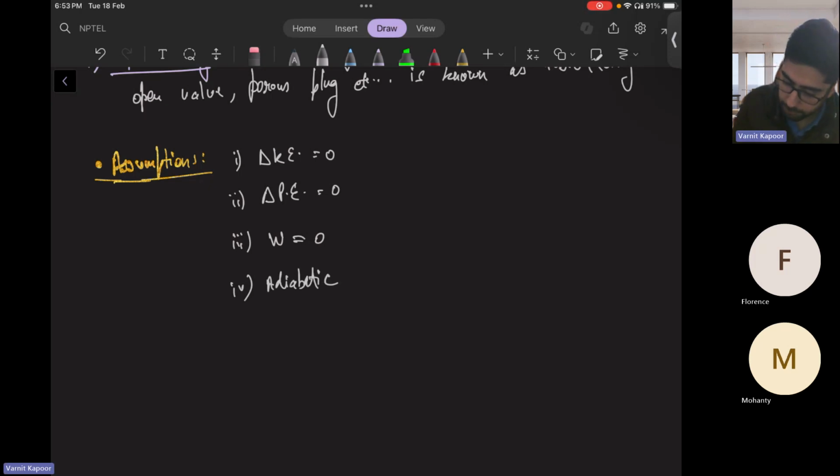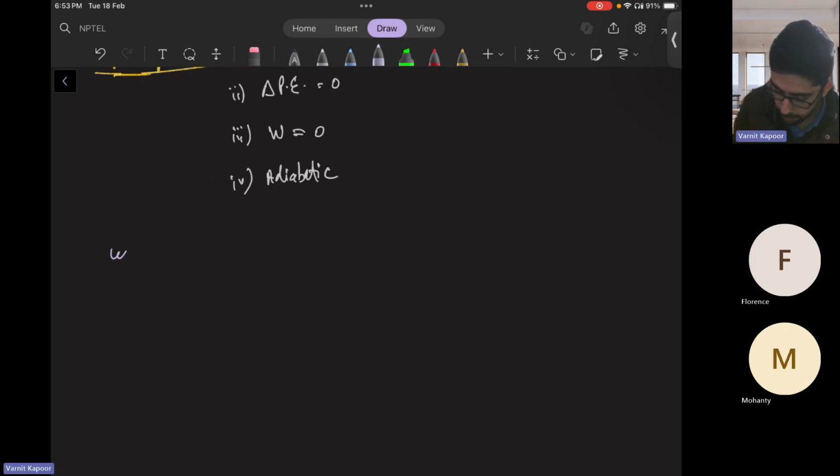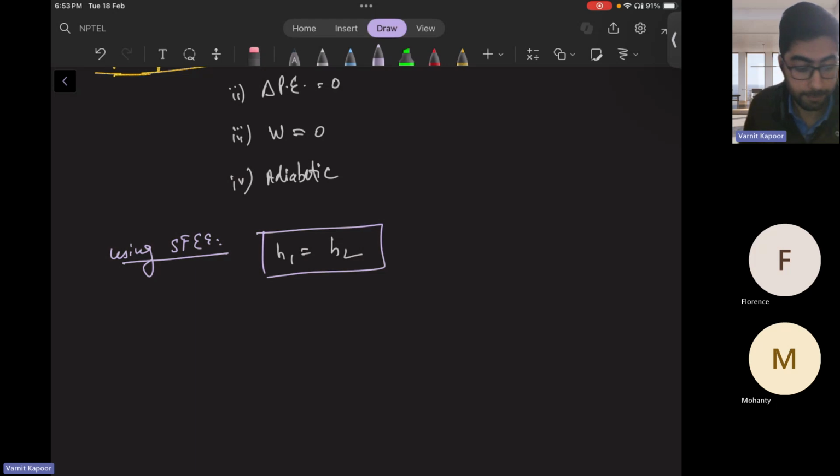So using SFEE now, all the terms are going to be 0 except for enthalpies. So H1 is equal to H2. So enthalpy remains constant in the throttling process. The throttling is also known as constant enthalpic process or isenthalpic process.